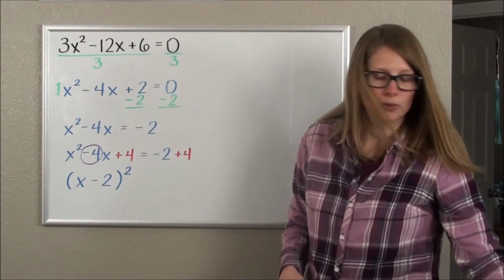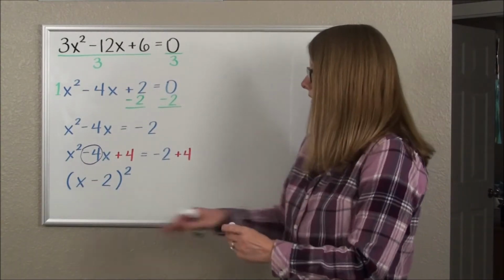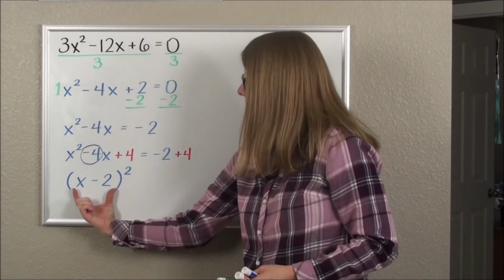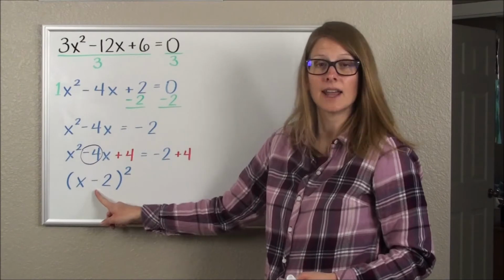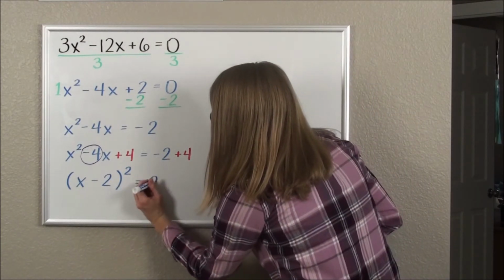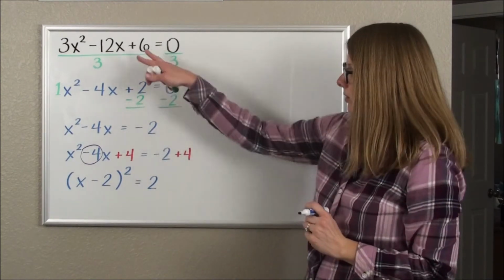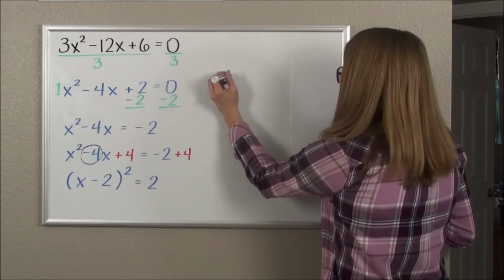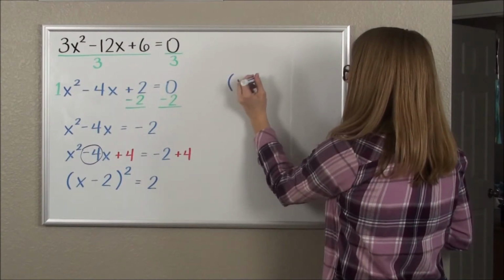And if you were to do an X box, you could confirm this is exactly what you would get with an X box. But the shortcut to get that perfect square is to look to the middle and cut it in half. Now on the right side, -2 plus 4 will give me +2. And so through this process, I now have something squared equals a number. So we're off to a good start. We have completed the square.